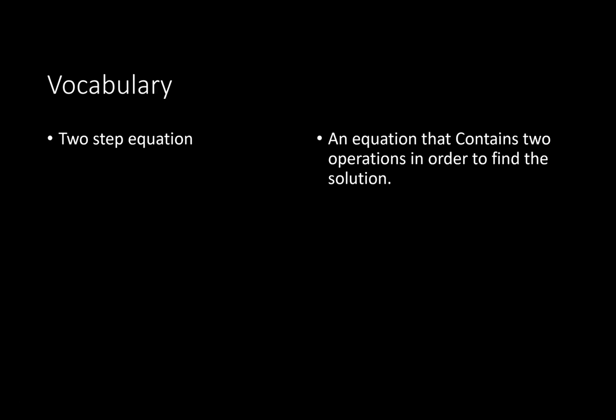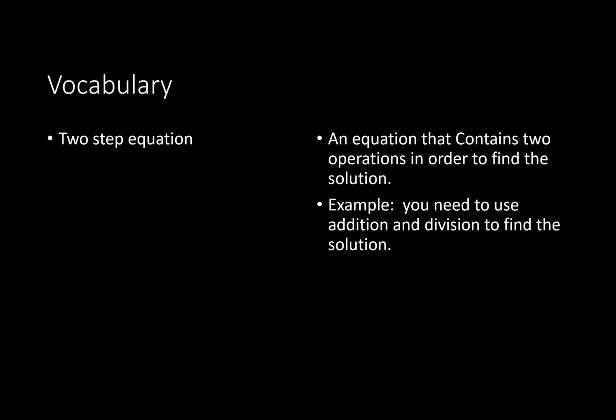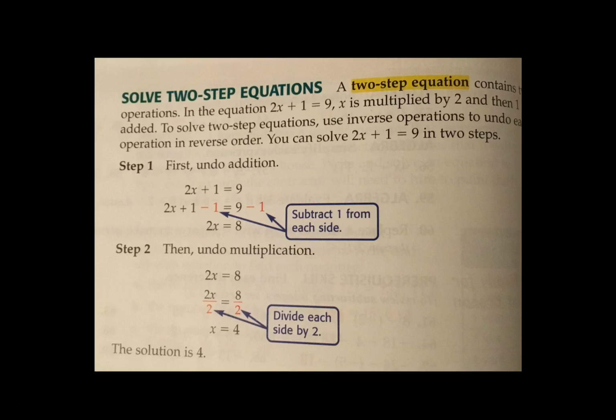So far we've only taken add, subtract, multiply, or divide. We've only done one thing. So now we're going to actually have a second step in order to make this happen. So for an example, you'll need to use addition to undo a subtraction, and then division to undo a multiplication in order to find the solution. A lot of words there. Let's see what it actually looks like.